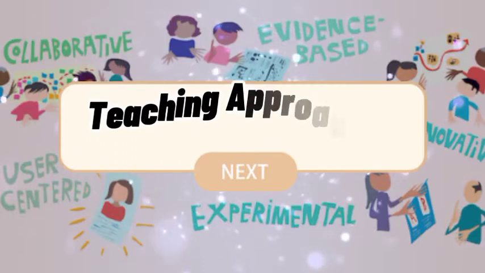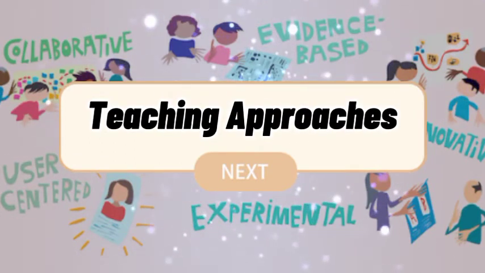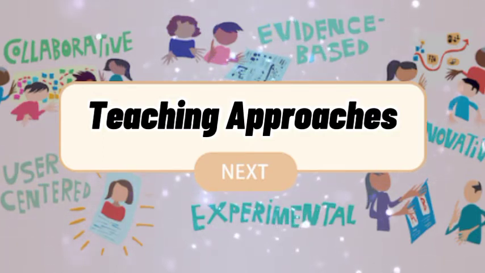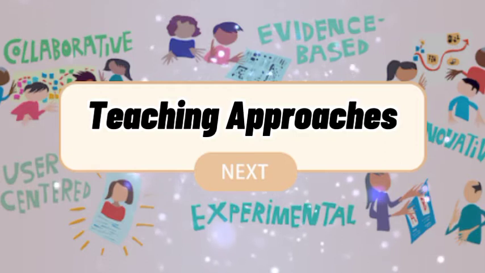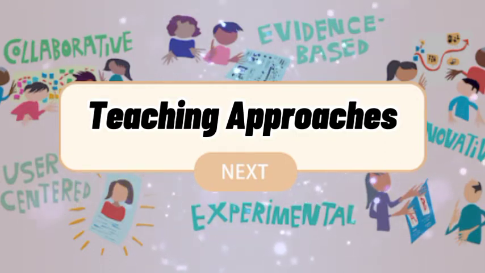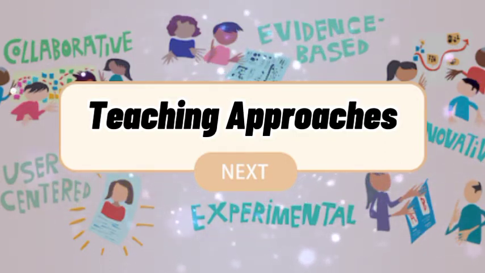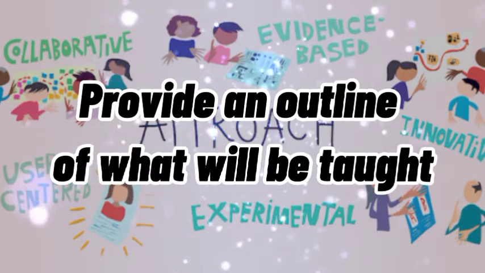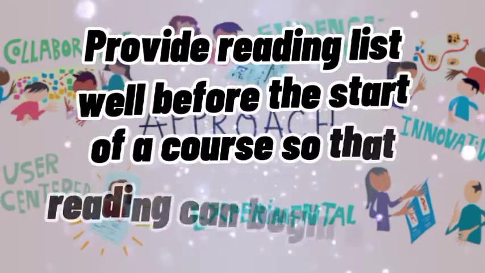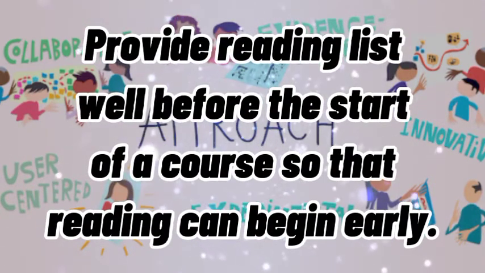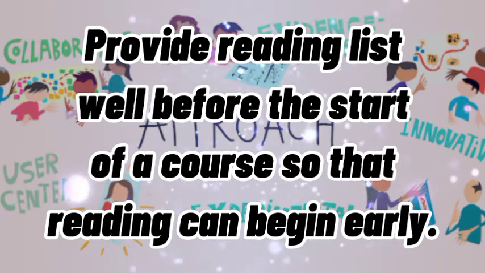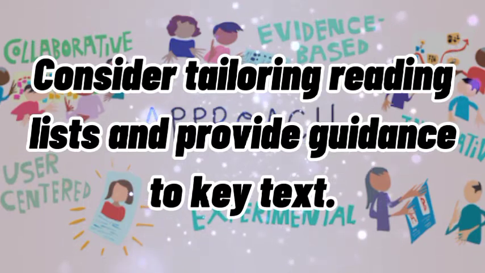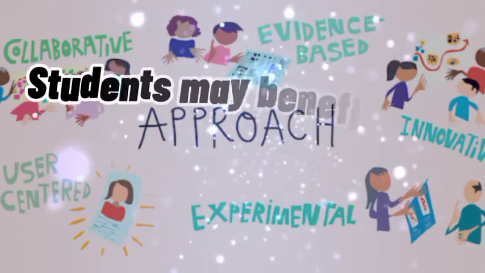In teaching approaches, there is a range of inclusive teaching approaches that can assist all students to learn, but there are some specific strategies that are useful in teaching a group which includes students with intellectual disability, in terms of their communication and cognitive skills. Provide an outline of what will be taught. Provide a reading list well before the start of the course so that reading can begin early. Consider tailoring reading lists and provide guidance to key texts.